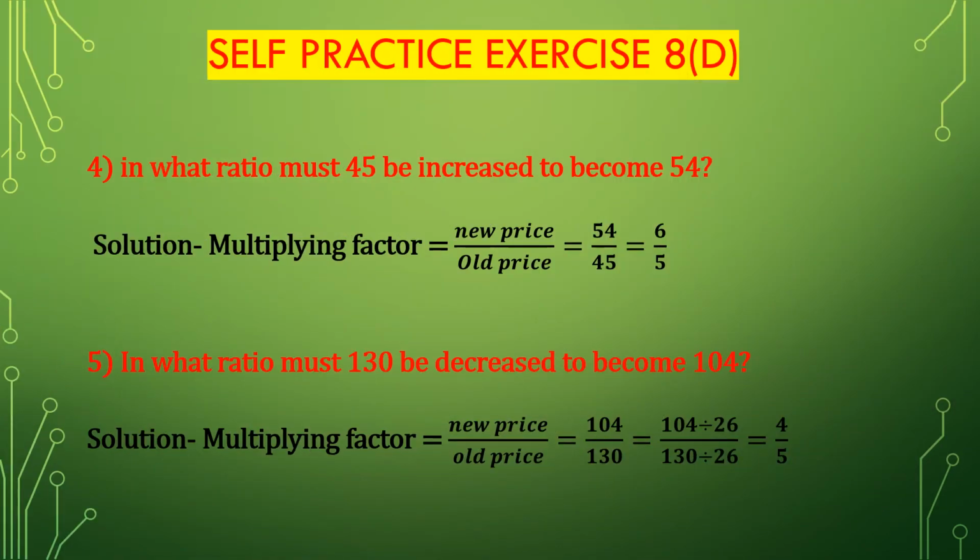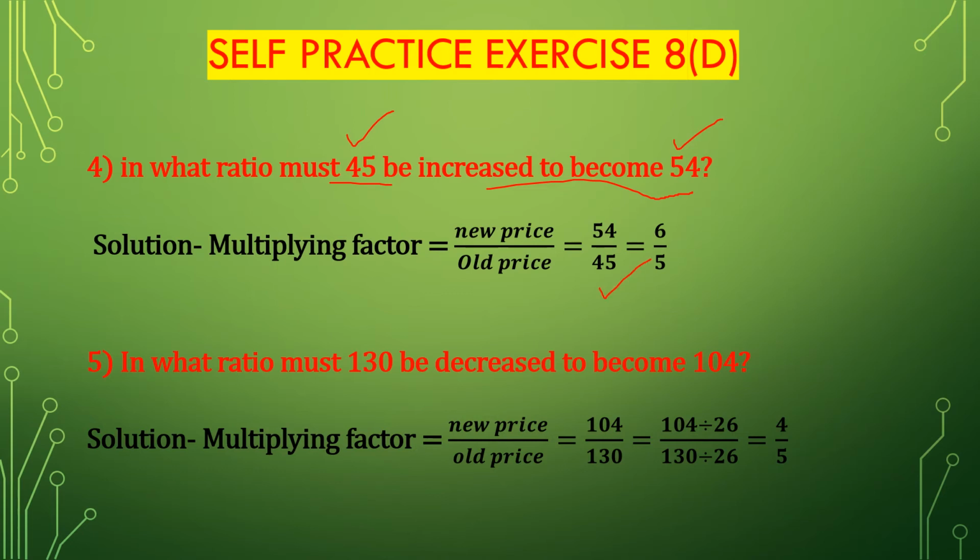Now we'll solve question number 4. In what ratio must 45 be increased to become 54? Here we have to find out the multiplying factor. Multiplying factor is the new price divided by old price. Here the new price is 54, increased to become 54, and the old price is 45. So new price divided by old price is 54 divided by 45.